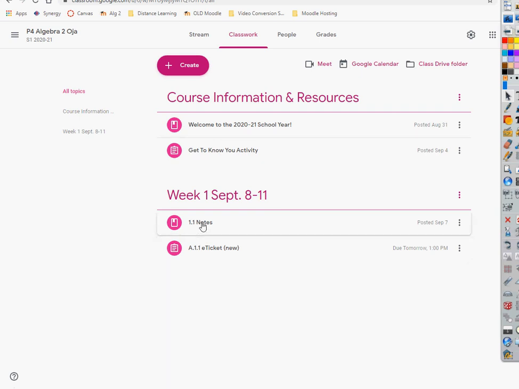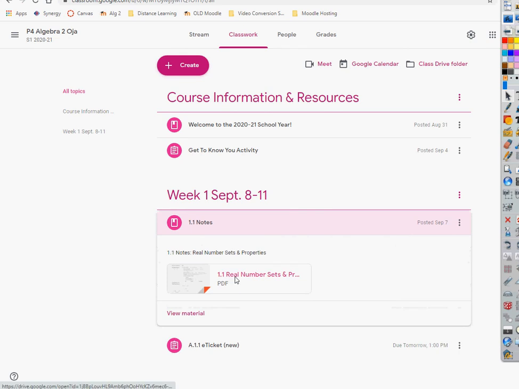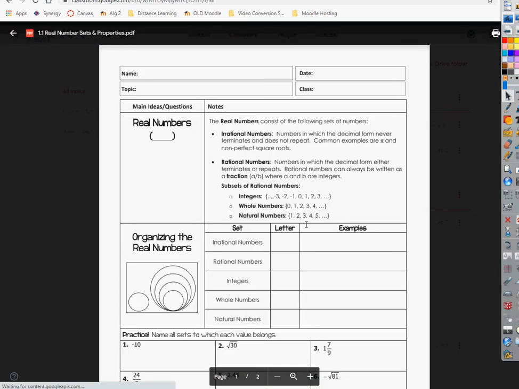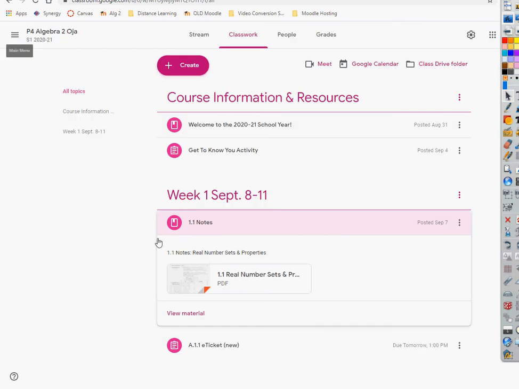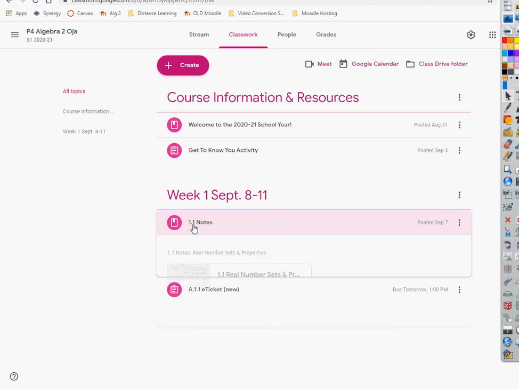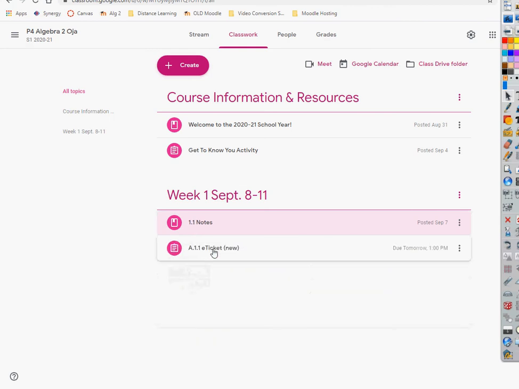So for example, if you click on the 1.1 notes, what you're going to see is just this stuff that I handed out to you, right? There's a PDF. Everyone should have that in front of them right now anyway, right? That's the handout that I gave you guys when you picked up all your materials. The assignments will be there as well. For now, they're just going to be Google Forms. So if I click on this, it's just going to take me into a Google Form. And I'll always have the due date there. When you click on that, you'll see what the due date is.